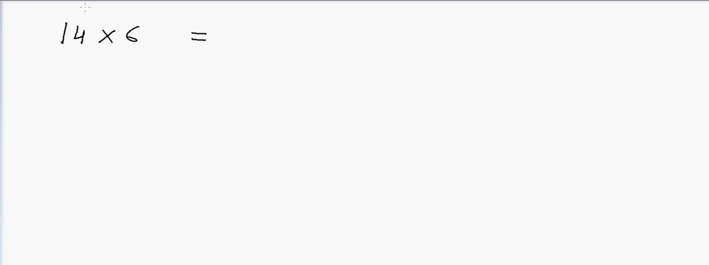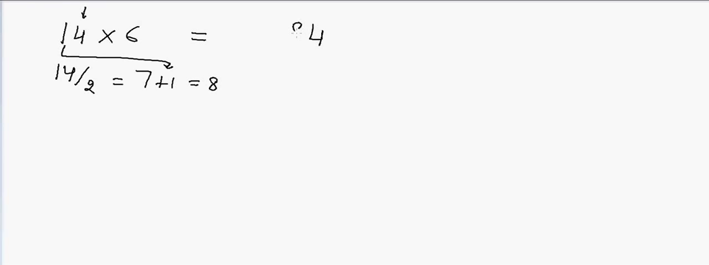First I'll take the last digit of the number which we want to multiply by 6. The last digit here is 4, so I'll just write a 4 here. And then I'll take half of this number. So half of this number is 7, and then I'll take the first digit and add it to the 7, so that will be equal to 8. So my answer will be 84.